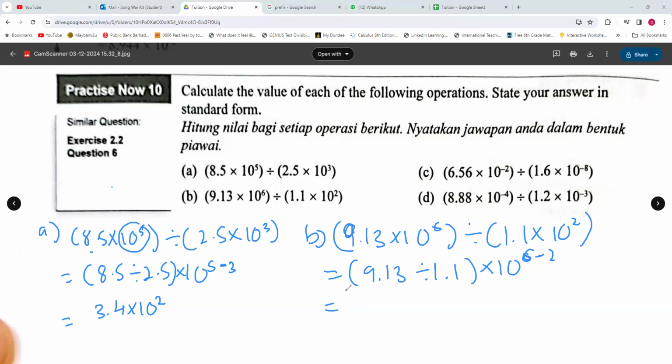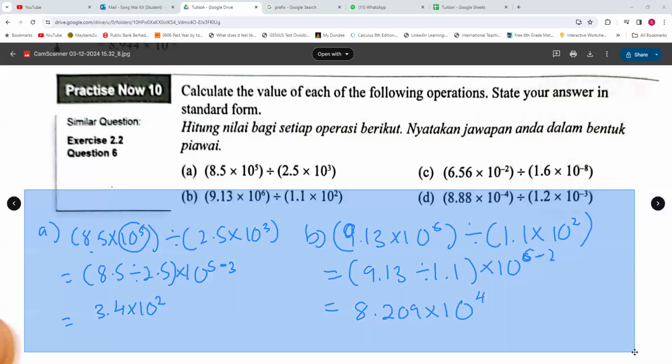9.13 divided by 1.1. What do I get? 8.209. And 6 minus 2 is 4. All right. You're going to write your answers down first, guys. Now we're going to do C and D.